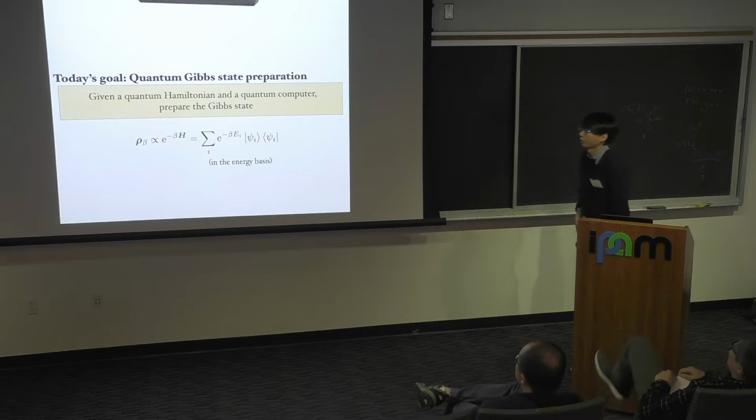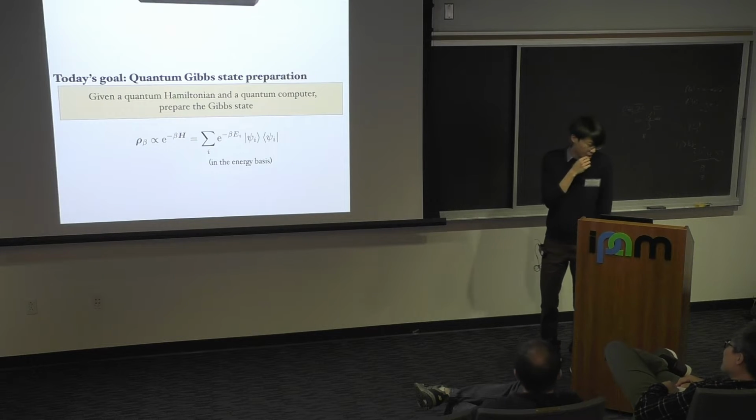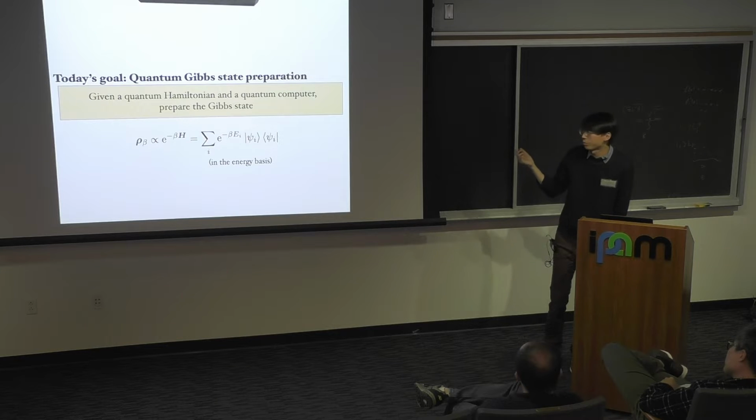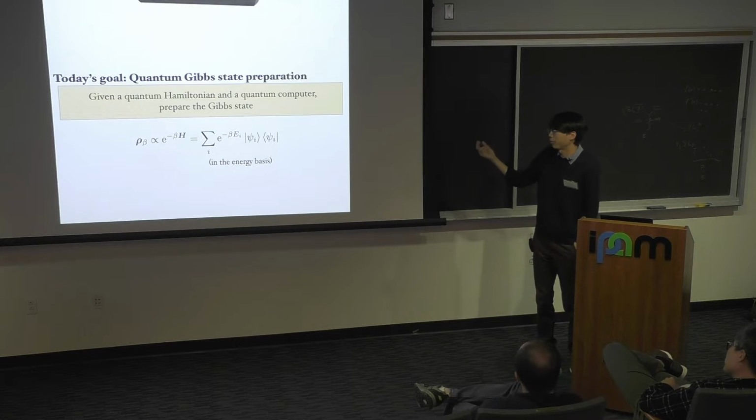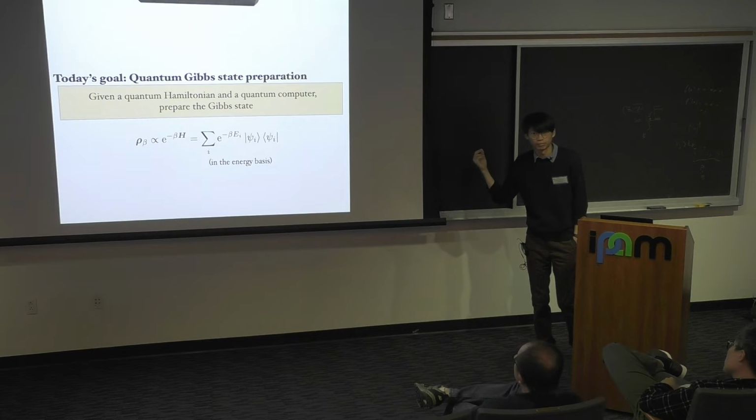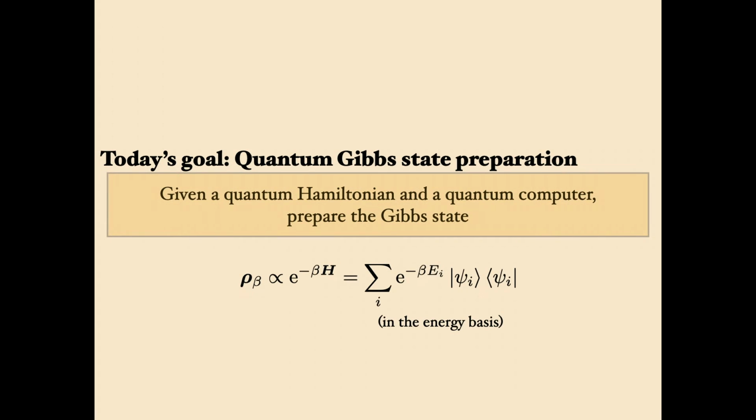So the goal for today is to prepare a quantum Gibbs state. You assume you have a quantum computer. You want to prepare a quantum Gibbs state in your quantum memory using a quantum algorithm. Now you can think of this as very similar to a classical setting. You're given a classical Ising model. You have a classical computer, and you want to prepare the Gibbs distribution on your classical memory, and sample from that distribution. So this is a quantum analog of that. This is quantum Gibbs sampling, another way to put this.